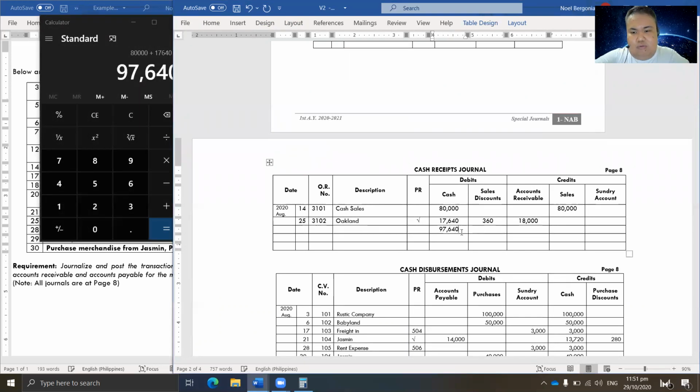97,640. I-total muna natin lahat. Sa sales discount, you have 360,000. On the accounts receivable, you have 18,000. And for the sales, 80,000 din. Okay, 80,000. So anong unahin natin?